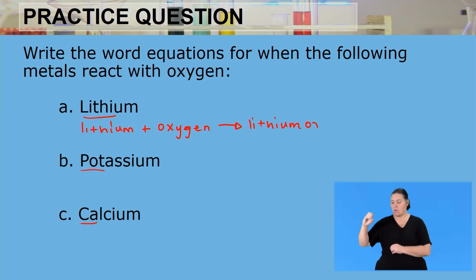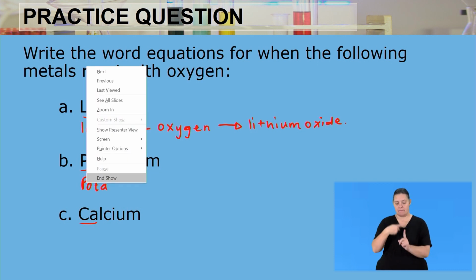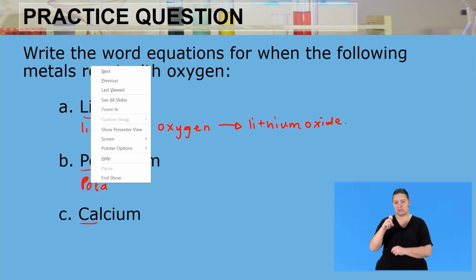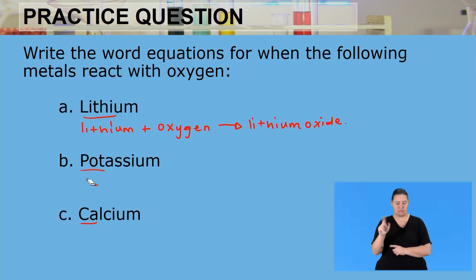lithium oxide. Then the next one, potassium reacting with oxygen, what is it going to give us? So the word equation there, we know this is going to be our potassium. Let's write it here.